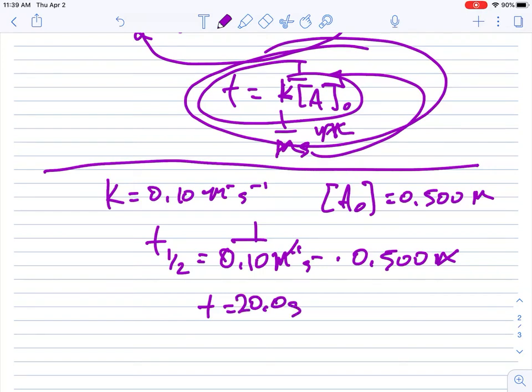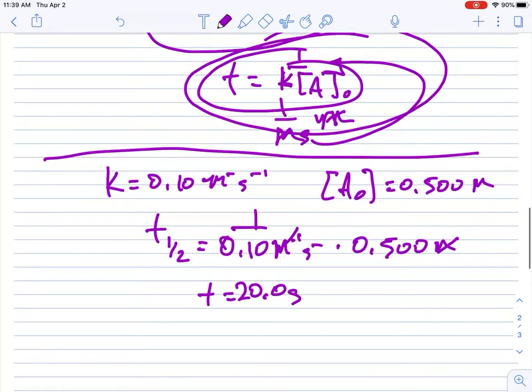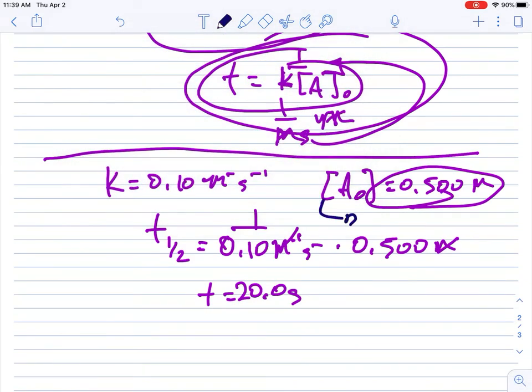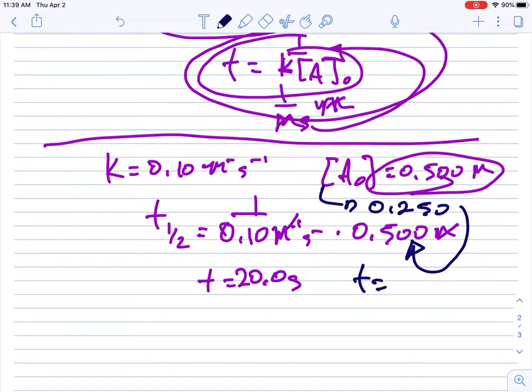Now, if we change this, though, and instead of the initial concentration being 0.5, let's say, well, Mr. Burkamp, what would happen if we changed that a little bit? Okay, well, let's say my initial concentration becomes 0.250. The only thing that's going to change is this is going to become 0.25. Now, if you do the math, you get a half-life of 40 seconds because you're dividing by a smaller number. So as my concentration of A becomes smaller, my half-life becomes a bigger and bigger number.